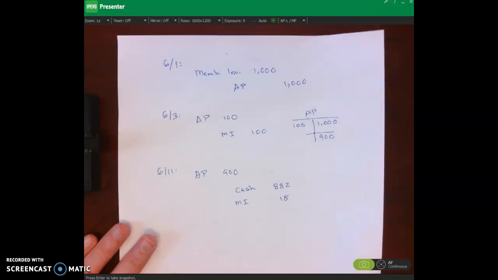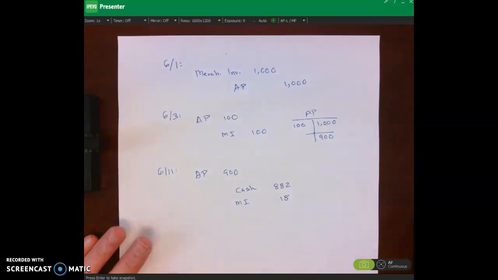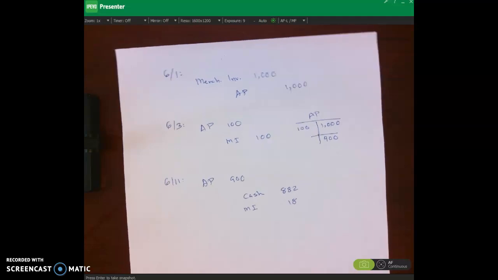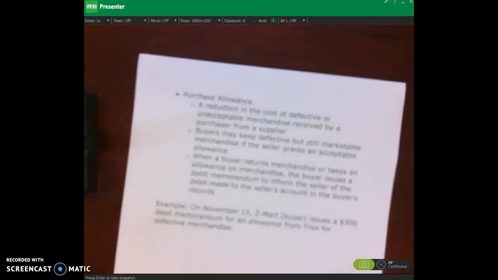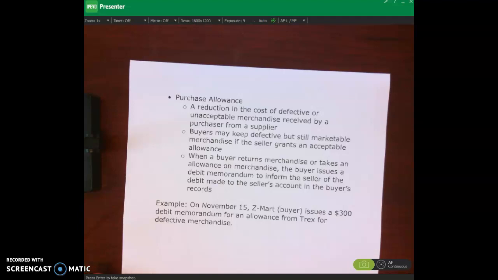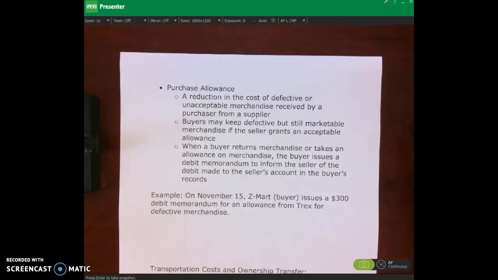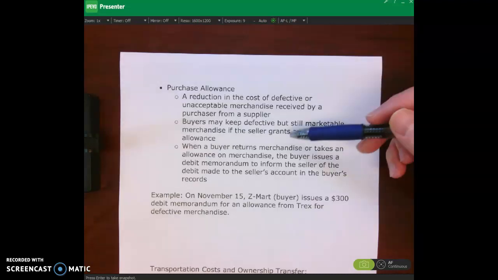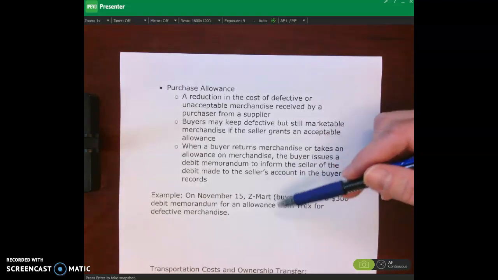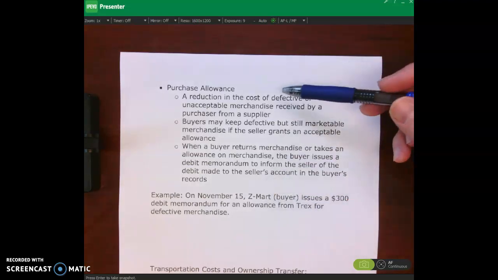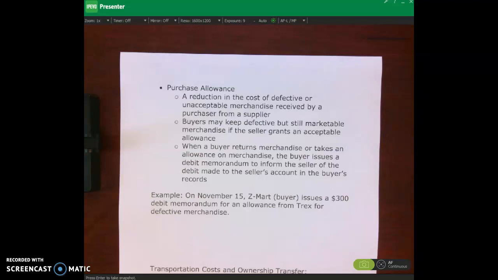All right. So now let's look at the next page where we talk about purchase allowances. Okay? With the purchase allowance, there's a difference between a purchase return and a purchase allowance. It's a pretty similar journal entry, although we're just not going to go through the paying it off. What's the difference between a purchase return and a purchase allowance? Well, a purchase return is when we bought the merchandise inventory from our supplier and then we give it back to them.